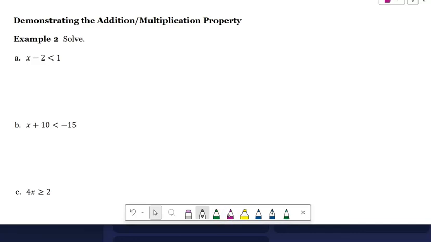Demonstrating the addition and the multiplication properties. For example 2a, we want to figure out what numbers will make this inequality true. We have x minus 2 being less than 1. We're going to use opposite operations to isolate the x, get it on one side of the inequality by itself, and all the numbers on the other side. So I will add 2 to both sides here, and I'll end up with x less than 3.